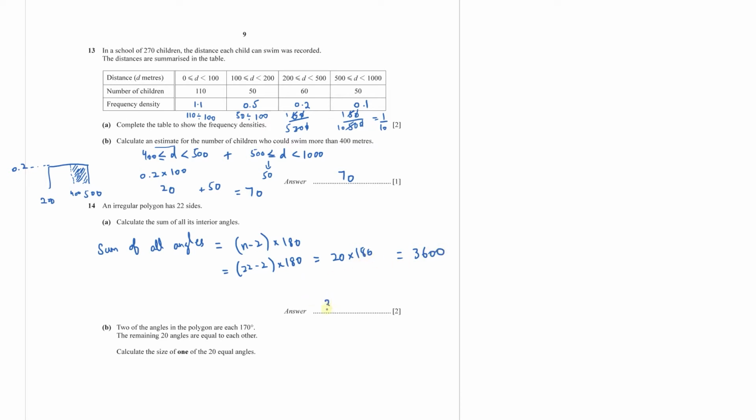180 times 20 would be 3600. So this is the sum of all the interior angles of this polygon, which has 22 sides.